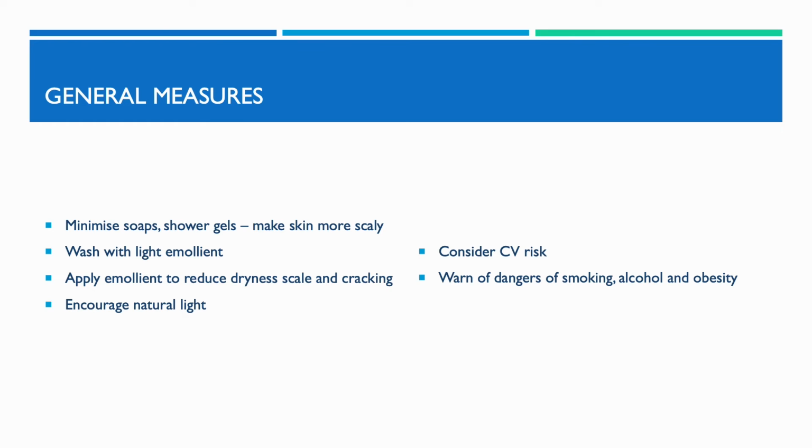Encourage natural sunlight, because the majority of people with chronic plaque psoriasis do improve with natural light. Only 5% get worse. Consider their cardiovascular risks. Are they smoking? Can you do anything about that? You need to consider looking at their lipid status, etc. Obviously, warn people of the dangers of smoking, excessive alcohol consumption, and obesity, because all of these tend to worsen psoriasis.